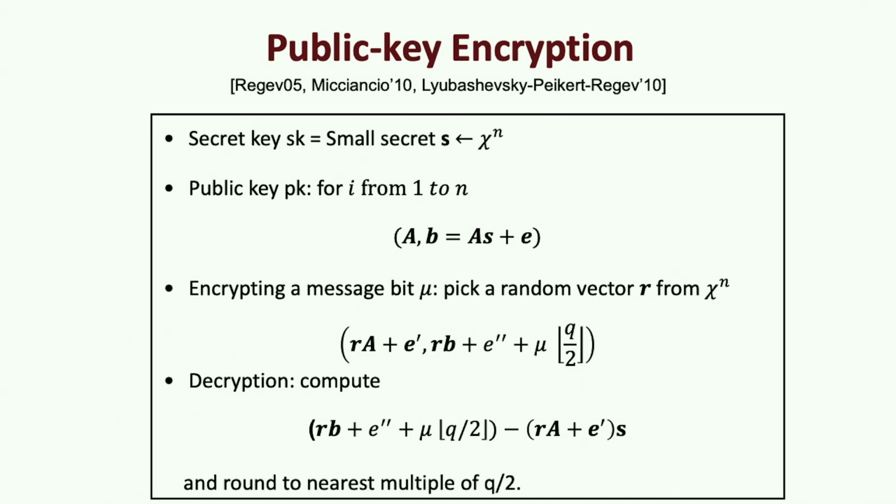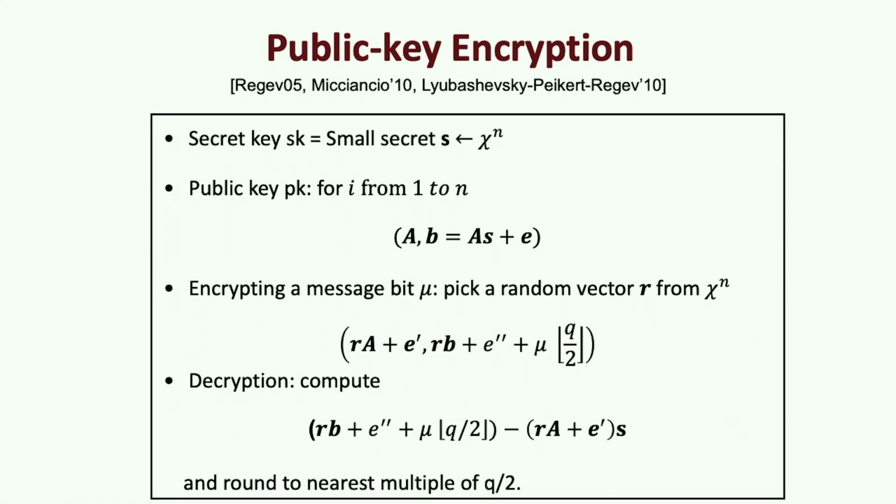So here's a poor man's error correction. Let the message be a bit, where 0 is 0 and 1 is Q over 2. That's error correction against L1 noise. That's it, end of story. Okay, so this is super simple. Okay, is this clear?